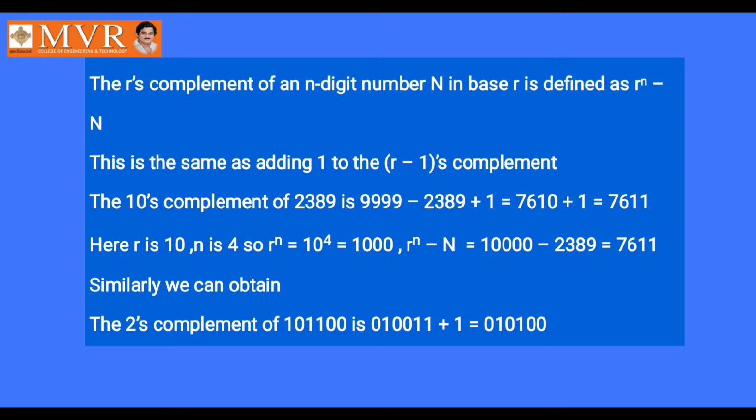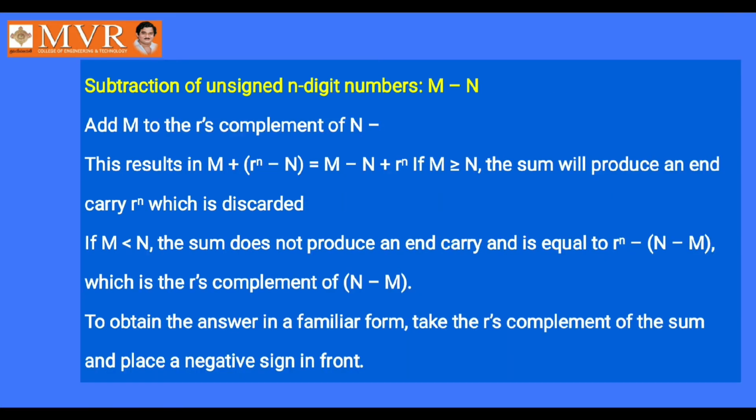So 7611. Here 10 is the base, that is the radix, and n is 4, there are 4 digits. So R power n is equal to 10 power 4, you will get 10,000. So here R power n minus N, 10,000 minus 2389, you will get 7611. Similarly, the same formula is also applicable to binary values, then you will get the 2's complement for the given number in the same fashion.